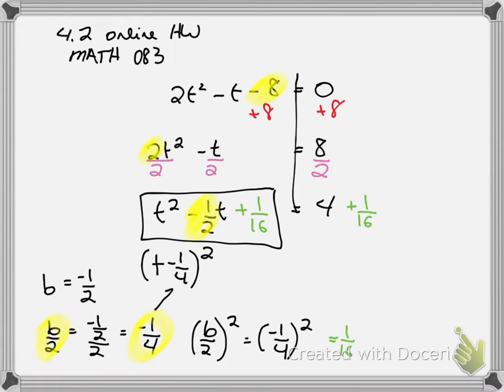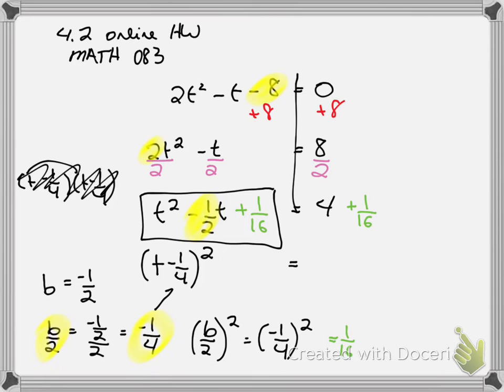If you don't believe that you can factor this trinomial in this way, remember, you can FOIL. If you write t minus 1/4 times t minus 1/4, you can do first, outer, inner, last, and prove to yourself that it really is true. Again, that's the whole reason we went through the silliness of adding 1/16 to both sides: to deliberately construct a perfect square trinomial.